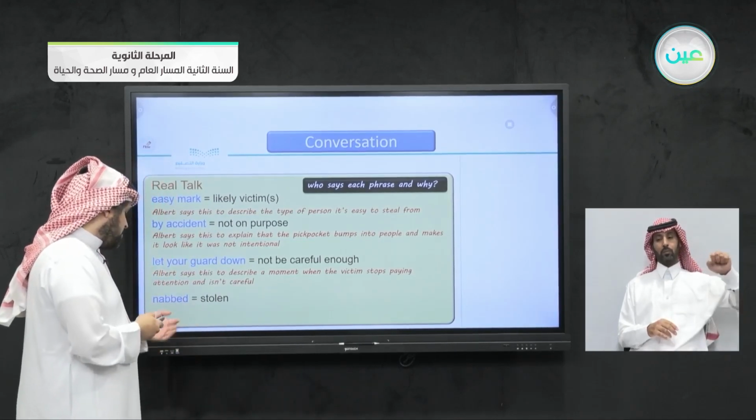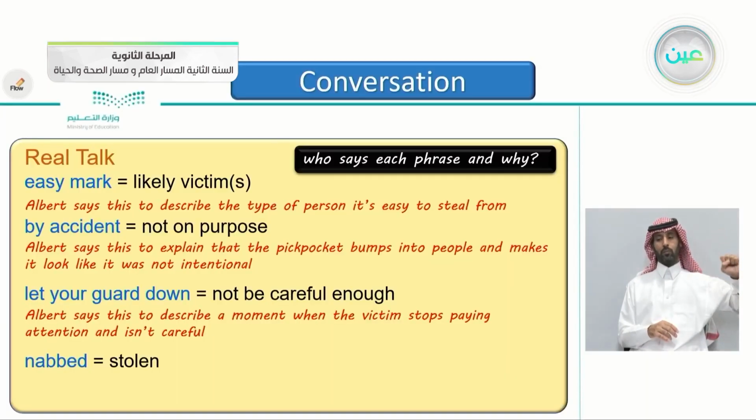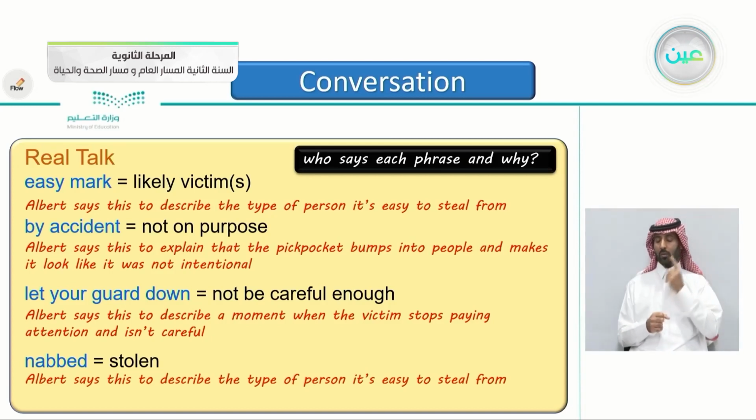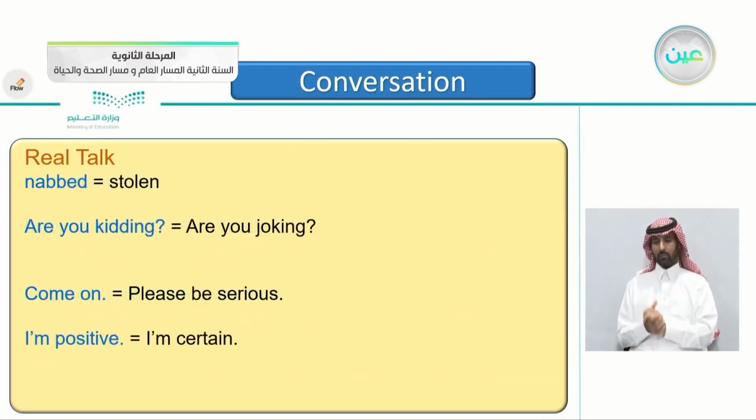Nabbed, again, stolen. Who says nabbed here? Yes, that's correct. Albert said this to describe the type of person it's easy to steal from. Let's continue here with the real talk. Nabbed, stolen. As we said before, are you kidding?